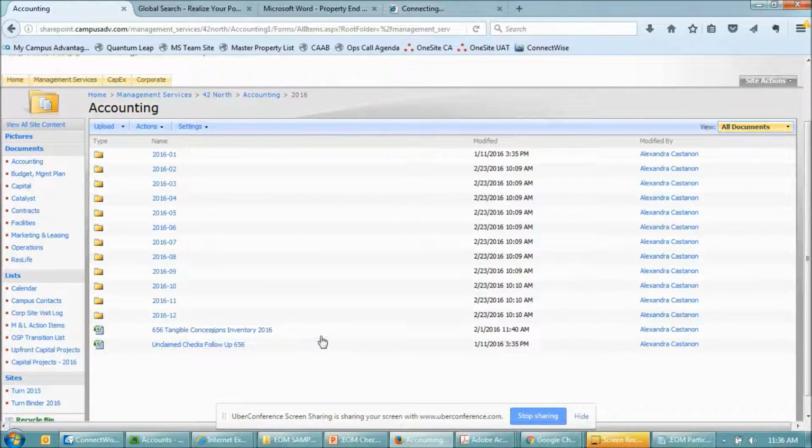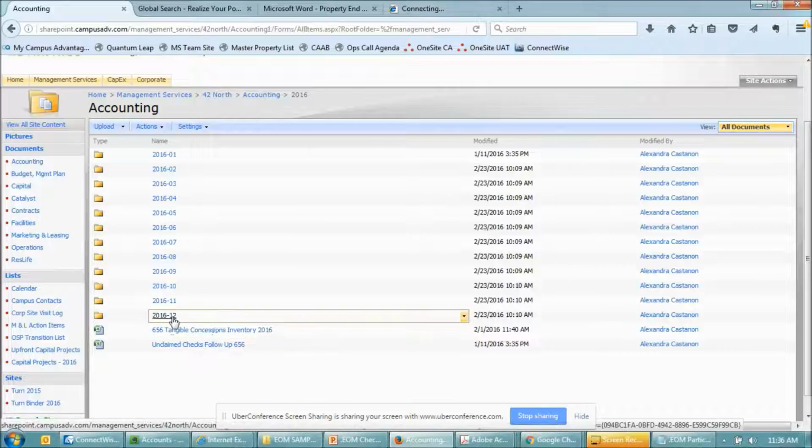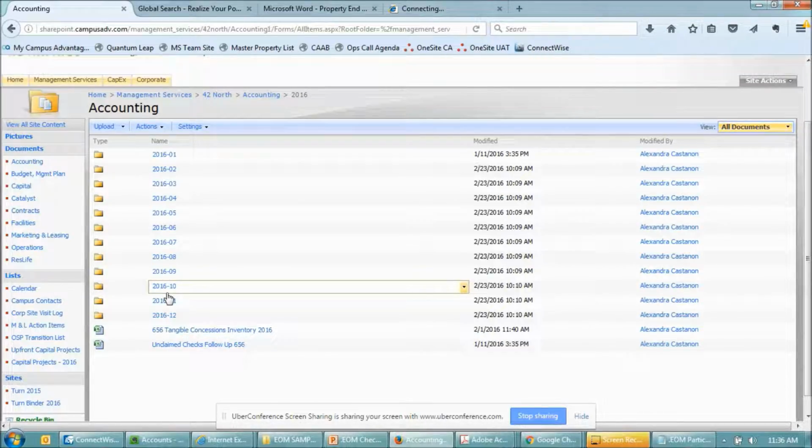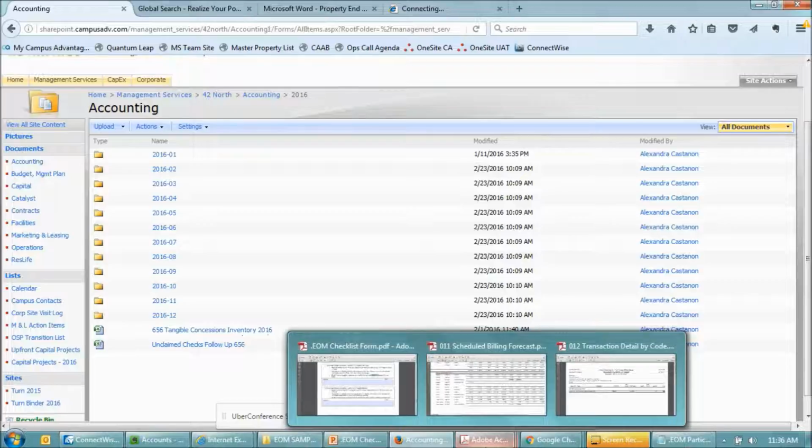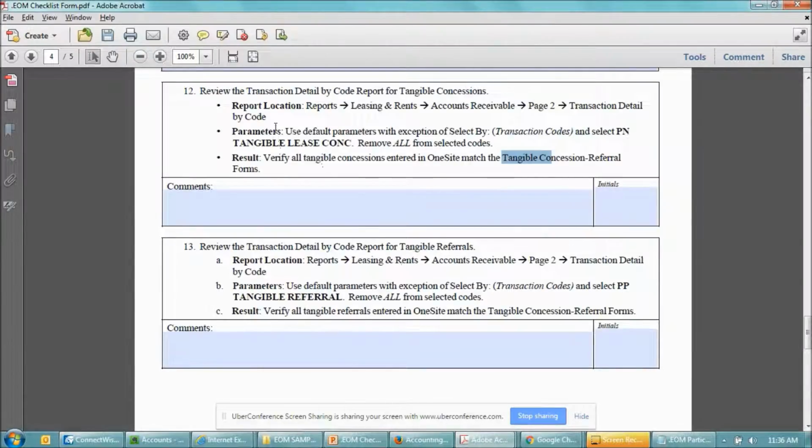And then the form is found here. If you end up doing tangible concessions, your property accountant will work with you fully, and there's a plethora of available Academy resources for how to utilize these forms. But know that the form is in your SharePoint site, and you will need to match it against the transaction detail by code report and verify that all the concessions were entered.